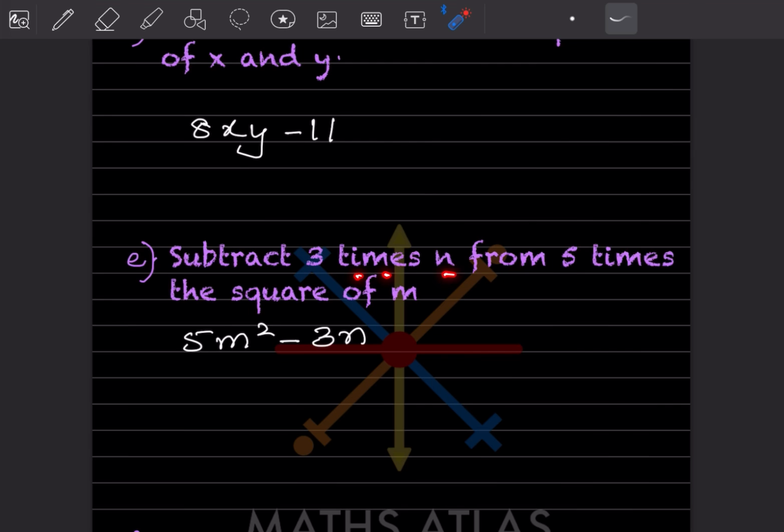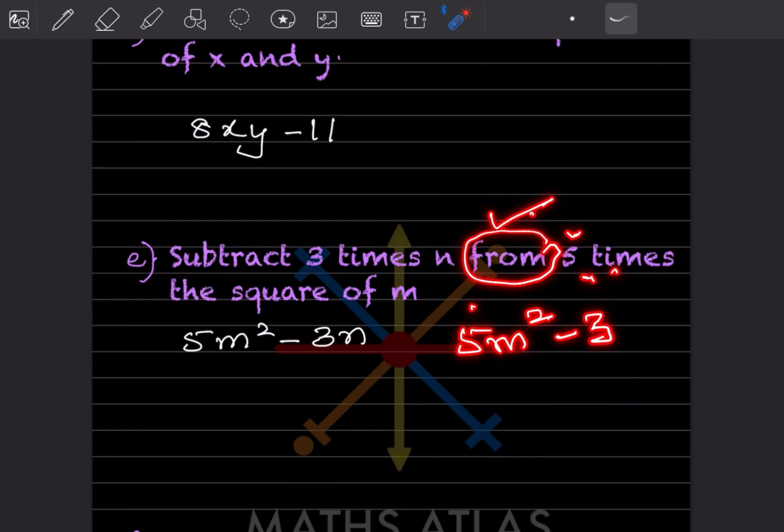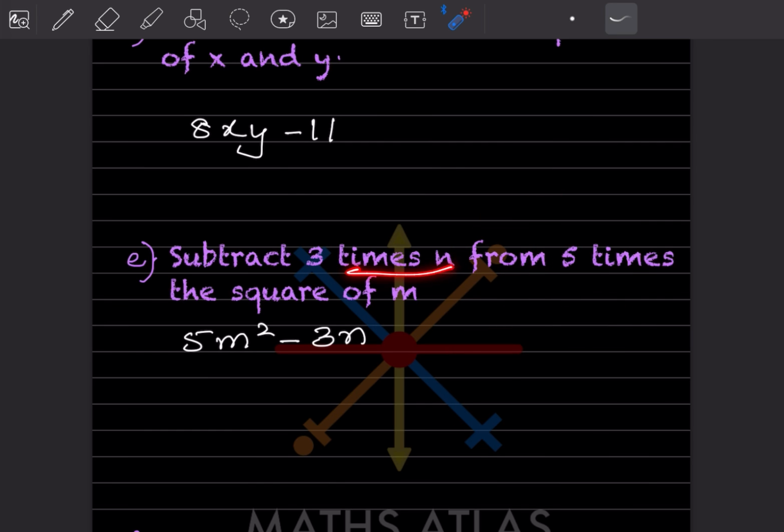Subtract 3 times n from 5 times the square of m. Whenever the word from is used, whatever is after it should be at the start. You have to remember, after from, whatever is there should be at the start. So 5 times the square of m means 5m square, and subtract 3 times n means minus 3n. This is just times n and not the square. So be careful with this one.